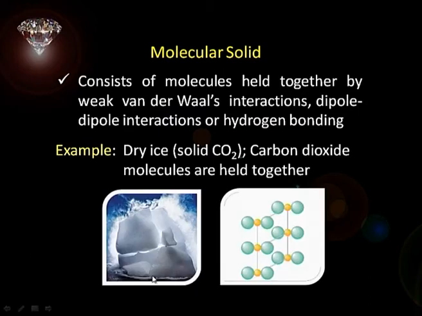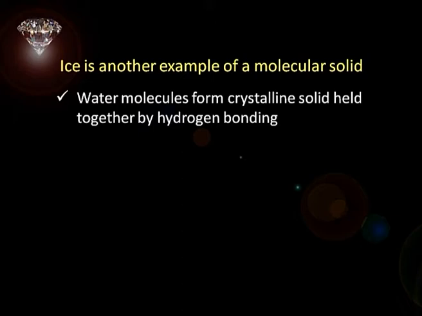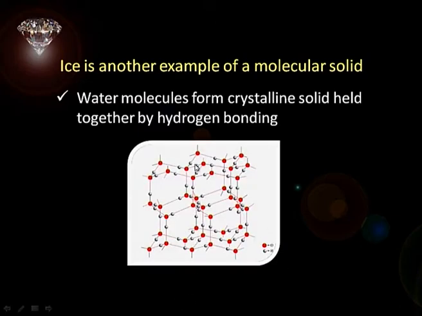Any solid which is held by weak van der Waals interactions will be easy to handle. It will have a low melting point and things like that. Another example is ice. Ice is an example of a molecular solid. In this case, the water molecules form a crystalline solid, and they are held together by hydrogen bonding. What you see here is that the red is the oxygen atom, and these two are hydrogen atoms, and these water molecules are held together by hydrogen bonding. They form nice crystalline materials. That is how ice looks.